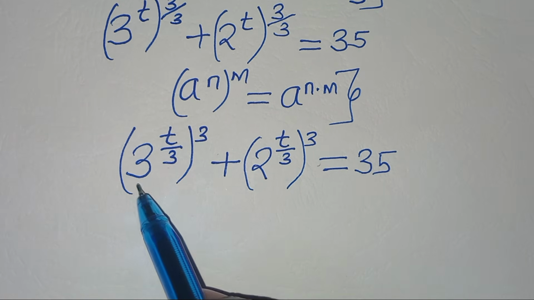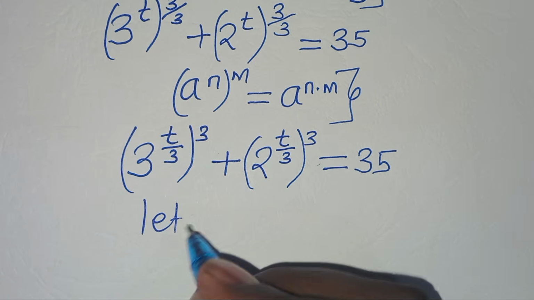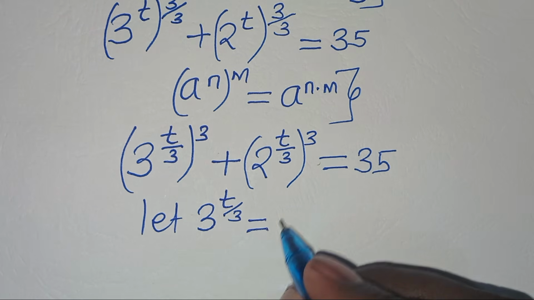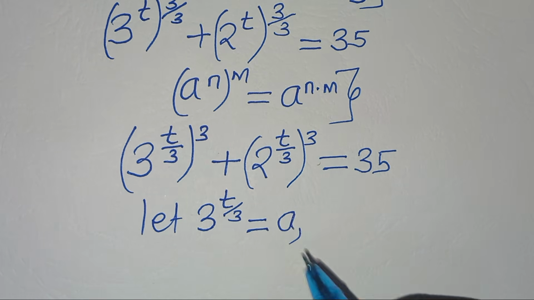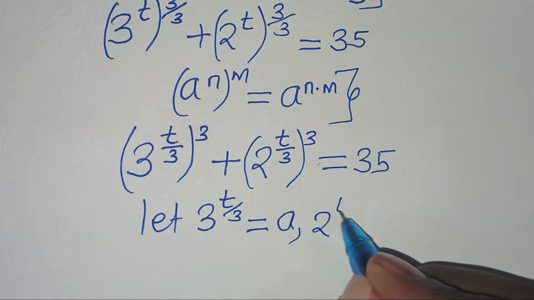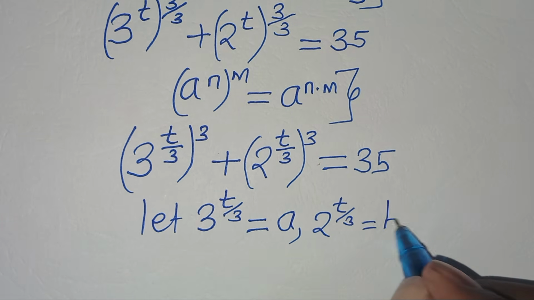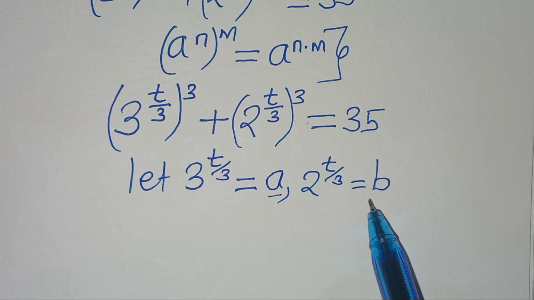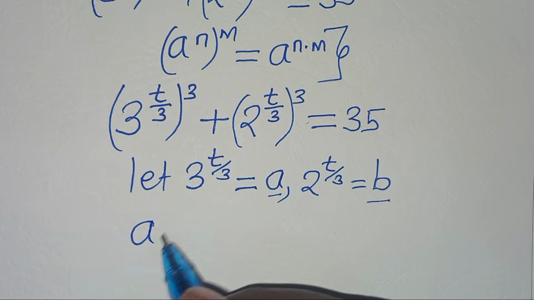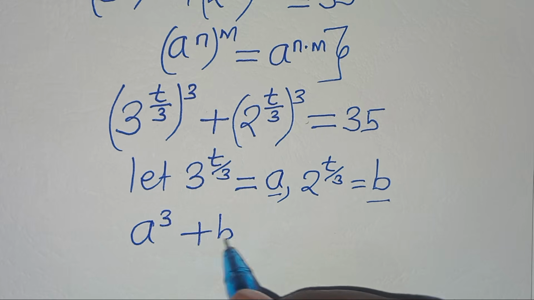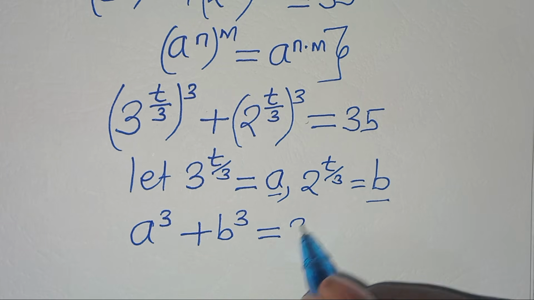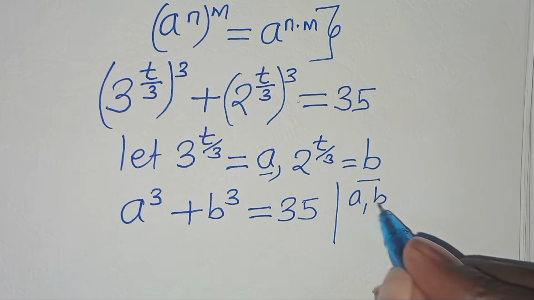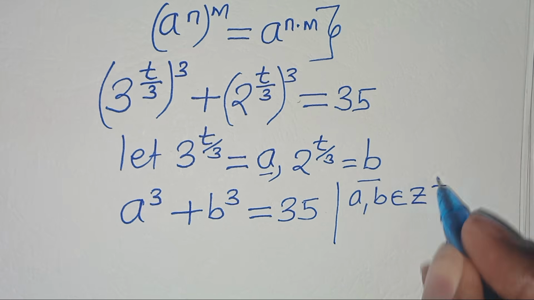The next step is that we can let 3 to the power of t over 3 be equal to a, and 2 raised to the power of t over 3 be equal to b. So we can express this equation in terms of a and b, so that we have a to the power of 3 plus b to the power of 3 equal to 35. Now a and b are elements of the positive integers.